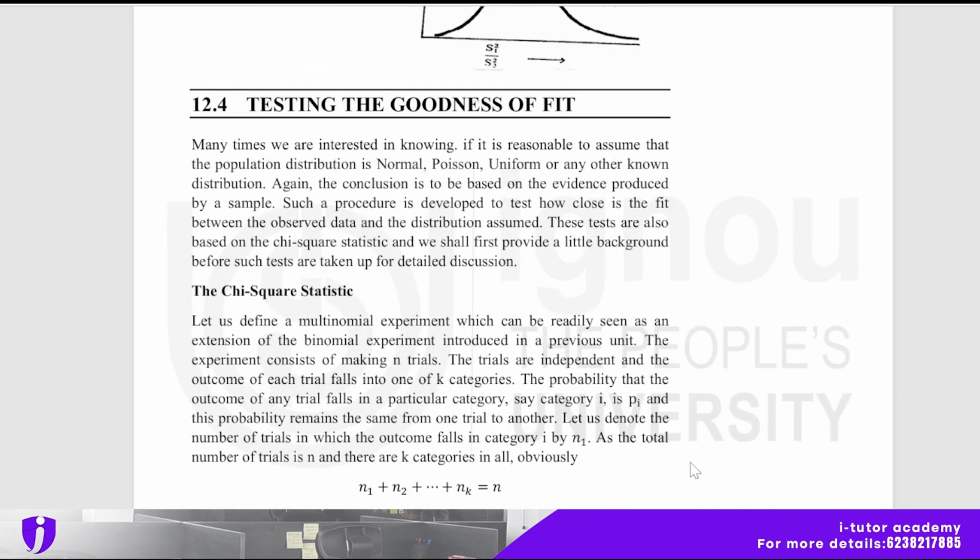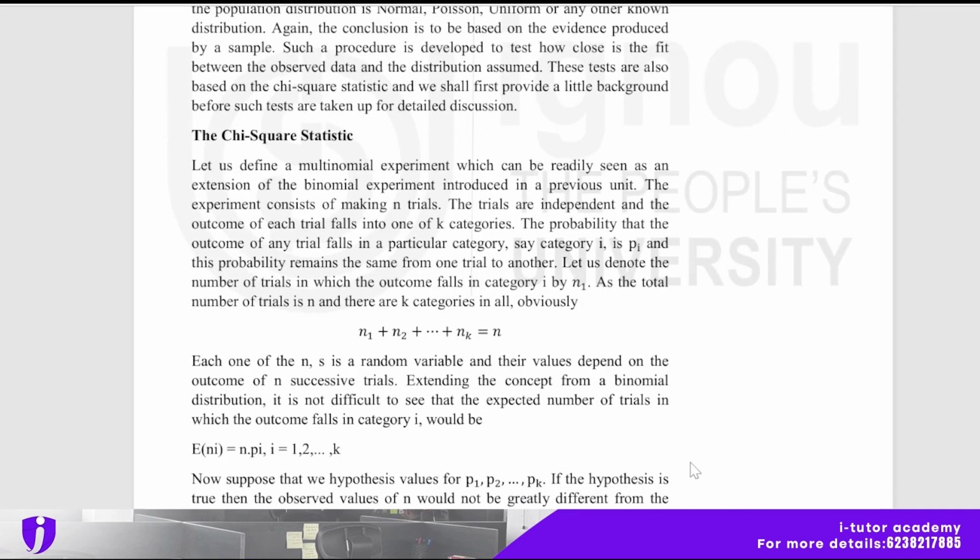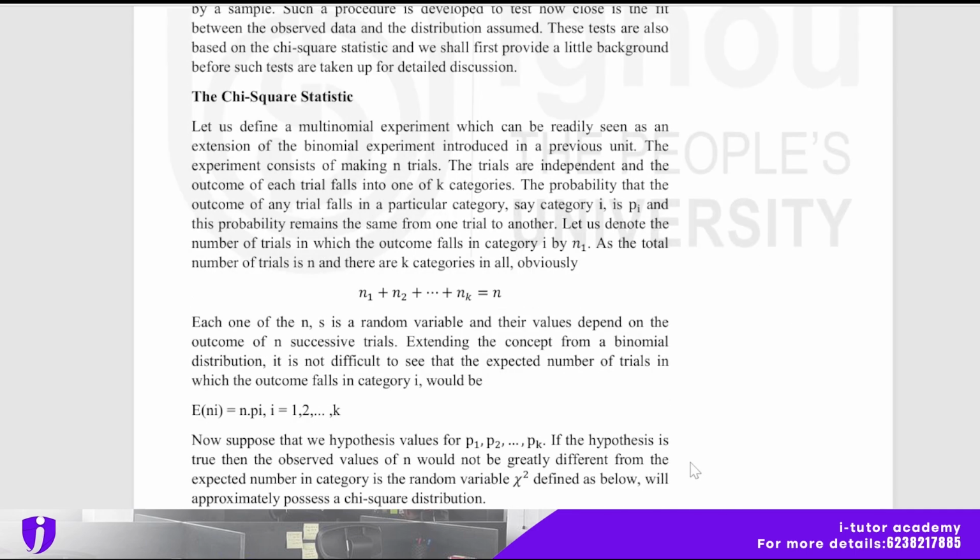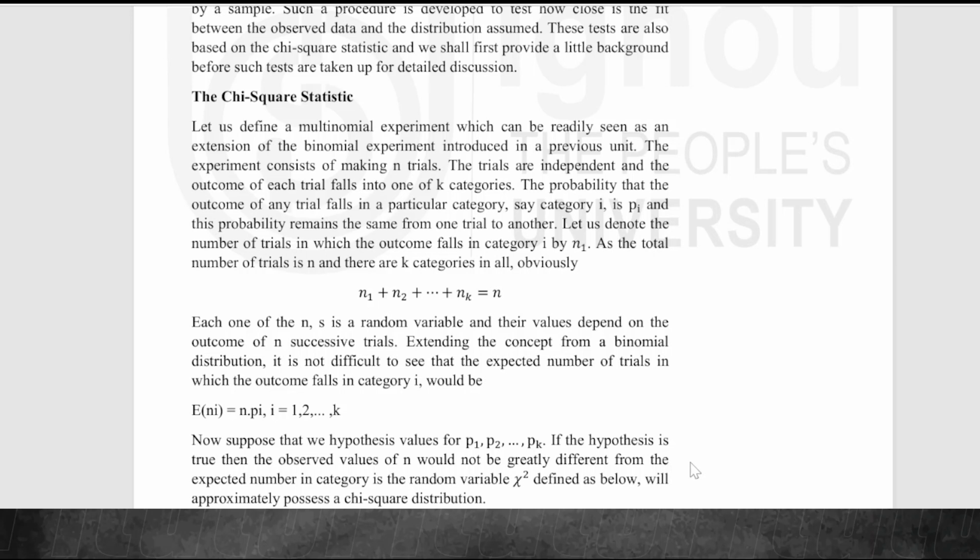Again, the conclusion is to be based on the evidence produced by a sample. Such a procedure is developed to test how close is the fit between the observed data and the distribution assumed. These tests are also based on the chi-square statistic, and we shall first provide a little background before such tests are taken up for detailed discussion. The chi-square statistic.